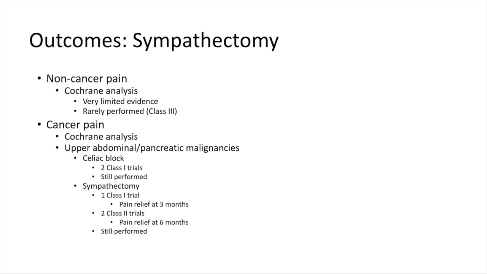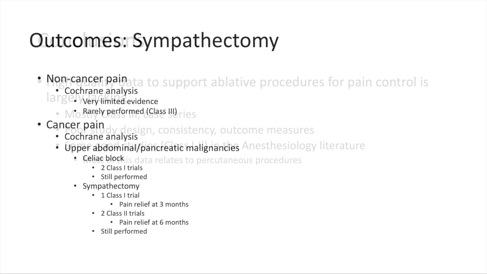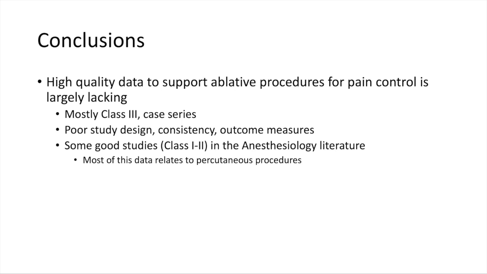Sympathectomy for non-cancer pain has limited supportive evidence, but celiac block for pain due to upper abdominal and pancreatic malignancies is still performed. High-quality data to support ablative procedures for pain control is largely lacking. Most reports provide Class 3 evidence. Study design is poor, as is the consistency of follow-up and outcome measures. There are better studies in the anesthesiology literature, but most of this data relates to percutaneous procedures.